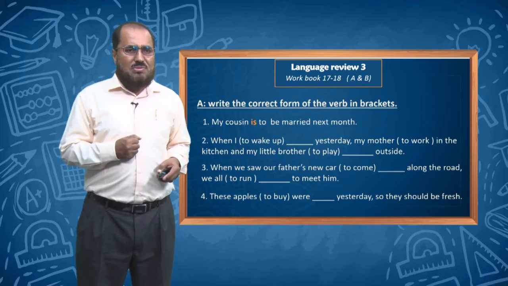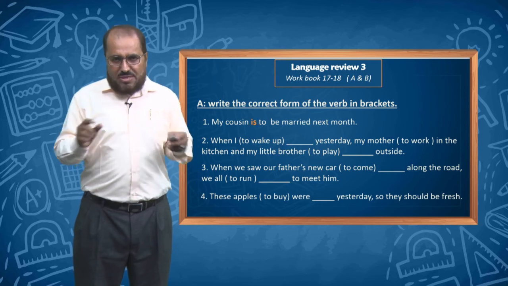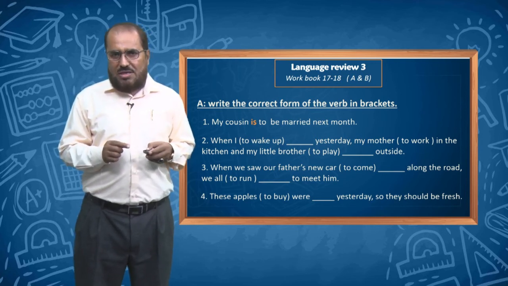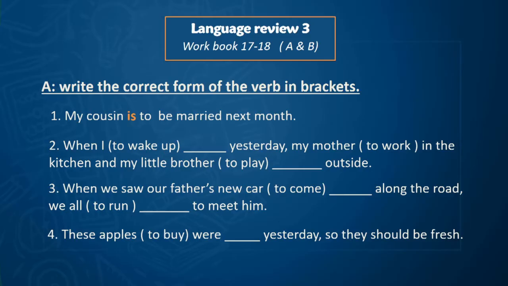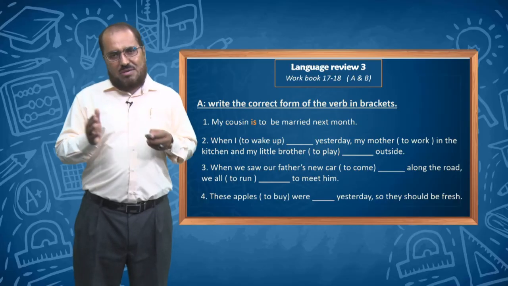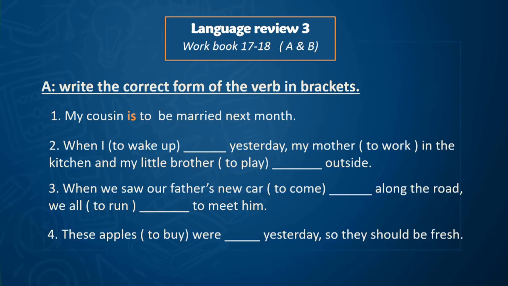What about number 2? Here is wake up. Yesterday, my mother to work in the kitchen and my little brother to play outside. Here we have wake up, to work, to play. That means wake up, work and play. What are the correct forms of the three verbs here?